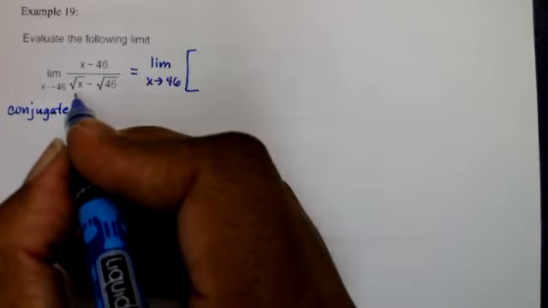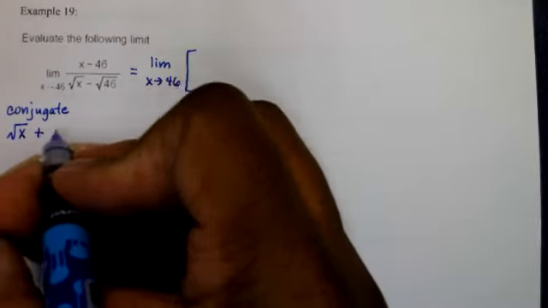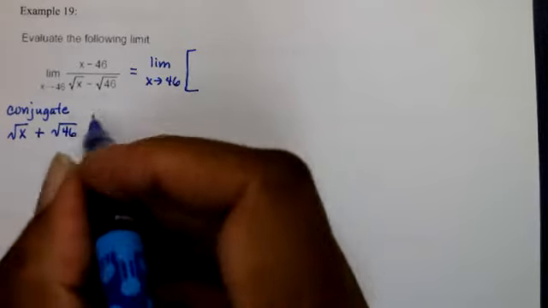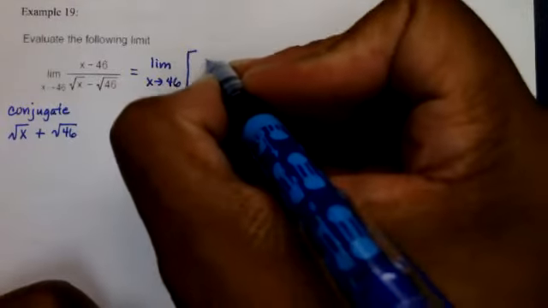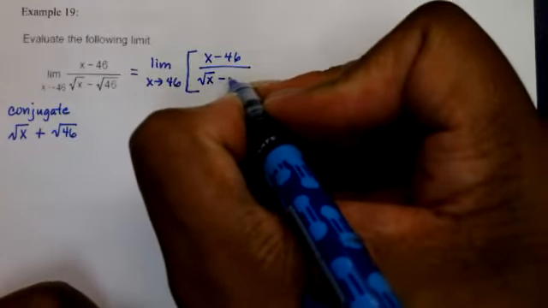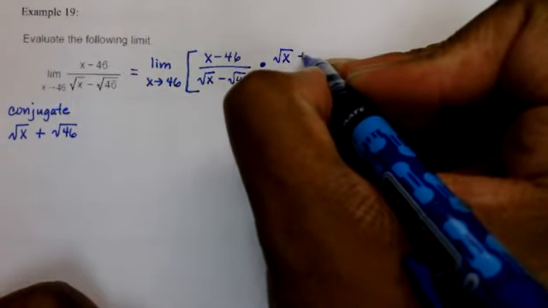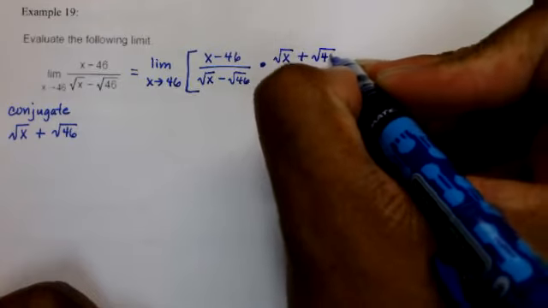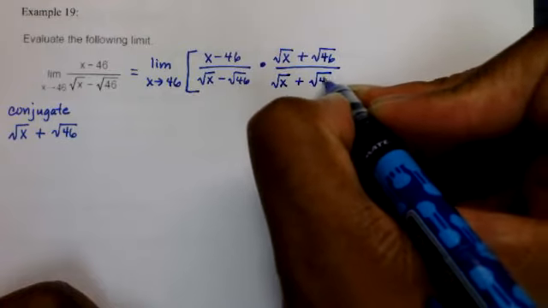The conjugate of the square root of x minus the square root of 46 is the same two terms. The only thing that's going to be different is the sign. It's a minus here, so its conjugate would be plus. So it's the square root of x plus the square root of 46. And here I'm going to take that x minus 46 divided by the square root of x minus the square root of 46 and multiply it by its conjugate in the numerator and in the denominator.